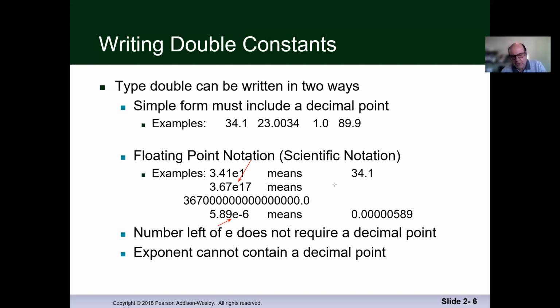The default for C++ is scientific notation. That means if you don't say anything, it's going to display things in scientific notation. So something like 367 with a bunch of zeros after it, or 0.0589 with a bunch of zeros before it, is going to be shown in scientific notation. That's the default for C++.